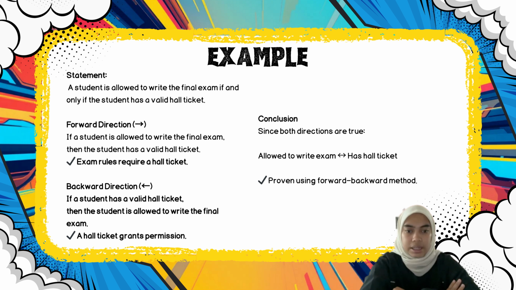From the forward direction, we get that exam rules require a hall ticket. Now, from the backward direction, if a student has a valid hall ticket, then the student is allowed to write the final exam. So, from the backward direction, we get that a hall ticket grants permission. As a conclusion, since both directions are true, which is allowed to write the exam and has a hall ticket, the forward-backward method is proven.